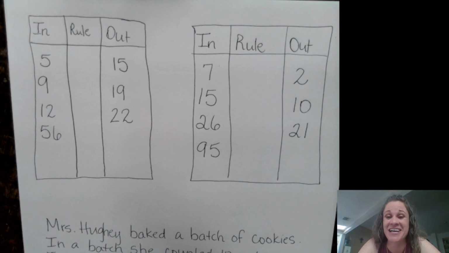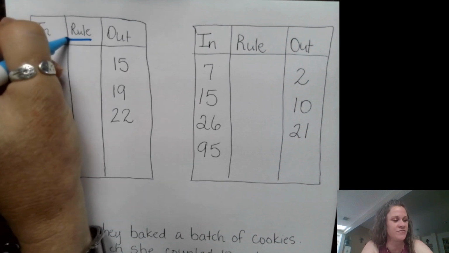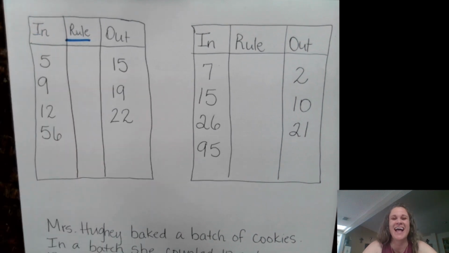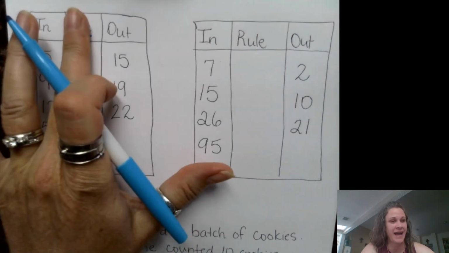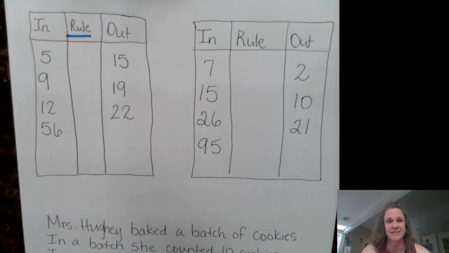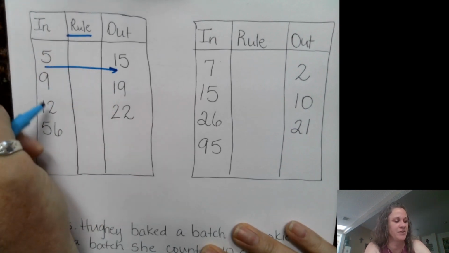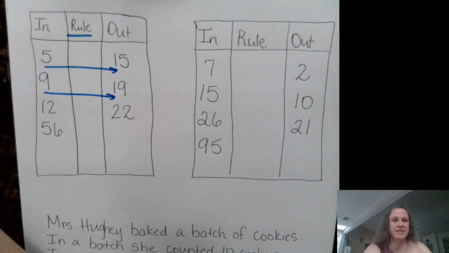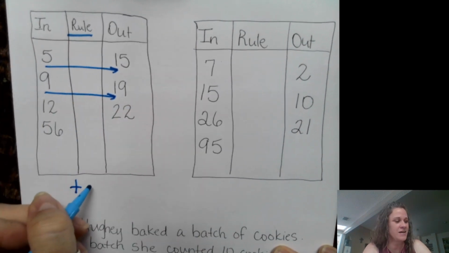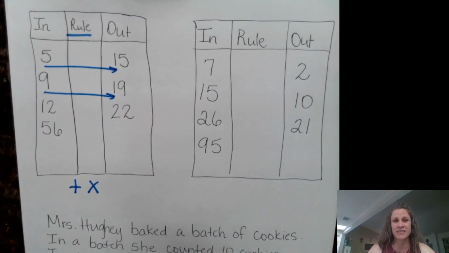Alright, this time we're going to talk about input-output tables. Input-output tables are pretty easy, but you do have to make sure you find your rule. A lot of times input-output tables do not have this, so you can just write it to the side. When I notice my numbers are getting bigger, I know there are two options. I could either be adding or multiplying, because when I subtract and divide, my numbers get smaller when I'm using whole numbers. Now when you get to 5th grade, it'll change a little bit because you'll be working with decimals.